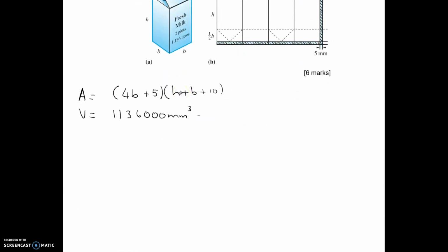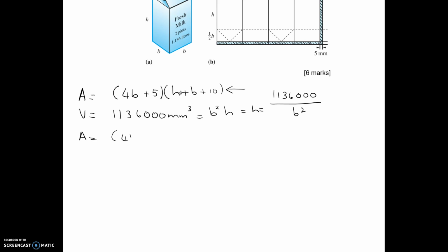The volume would be hb squared, or b squared h. Now, if we look at our statement here, we have b's and h's, so it would make sense to say that h is equal to something and rearrange the volume statement. So 1,136,000 divided by b squared is h. So now we've got a volume statement that we can have just in terms of b.